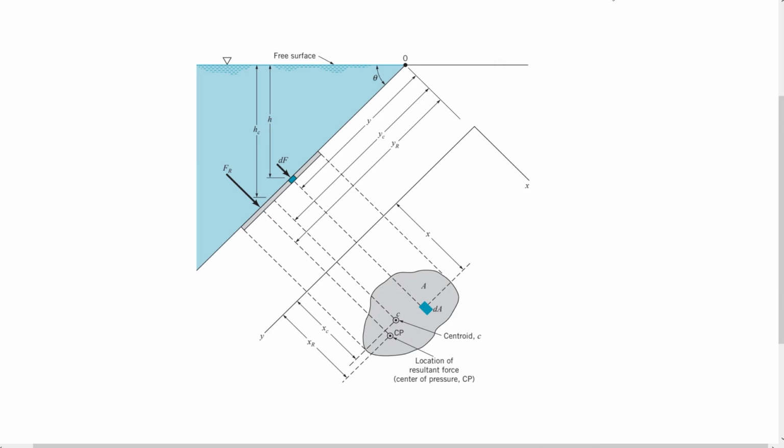F equals PA. Pressure is force divided by area. So force is the normal force, and area is the cross-sectional area. So force is equal to pressure times area. This force is called hydrostatic.